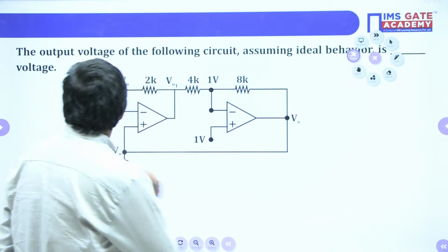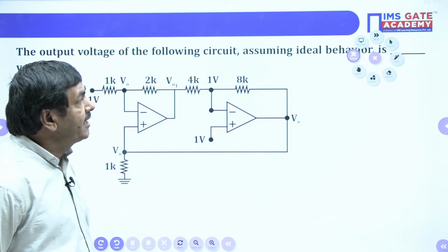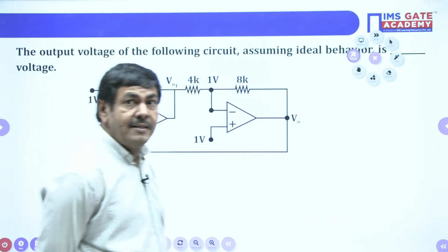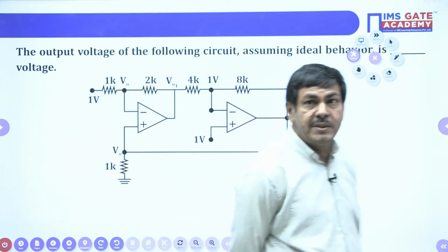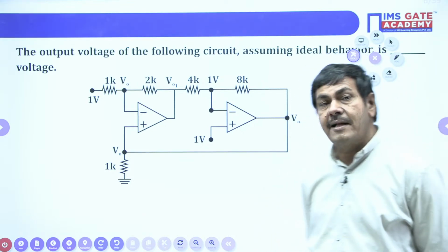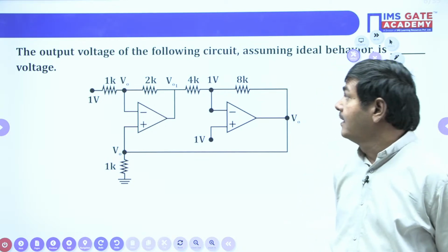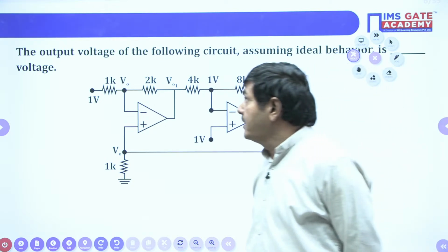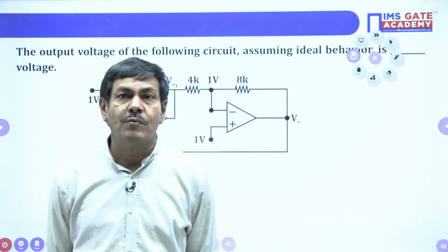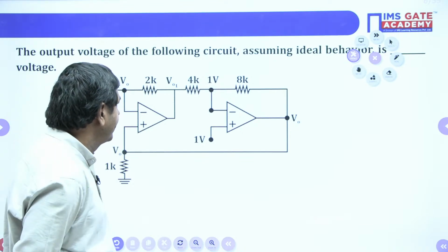The output voltage of the following circuit, assuming ideal behavior, is dash volts. Even in this problem, the operational amplifier is ideal. Both operational amplifiers are ideal here. He is asking to find out the value of the output voltage V0. What way can we find V0? Please watch, I will do it here now.